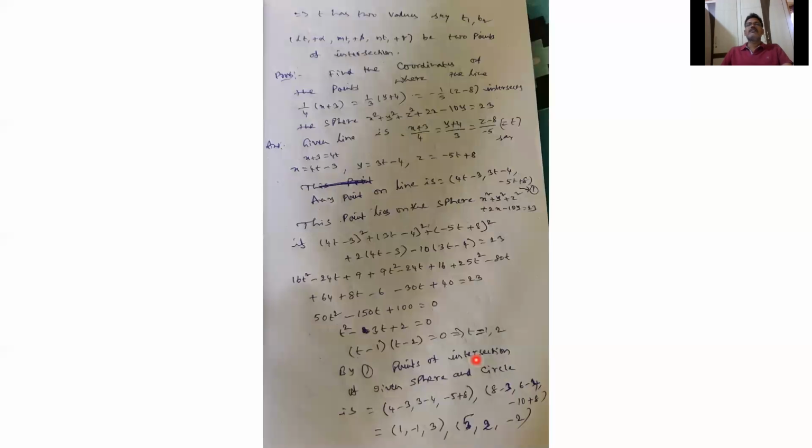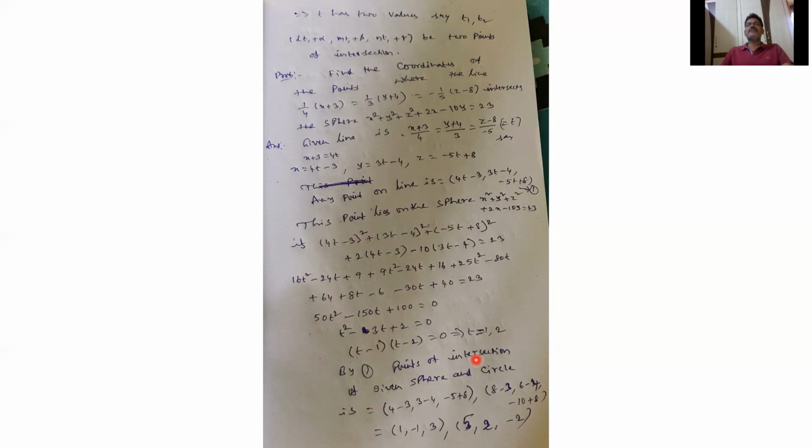So this is a quadratic equation in t. If you solve this equation, we get two values for t, because it is a quadratic equation of degree 2. So we'll get two values, say t1, t2.